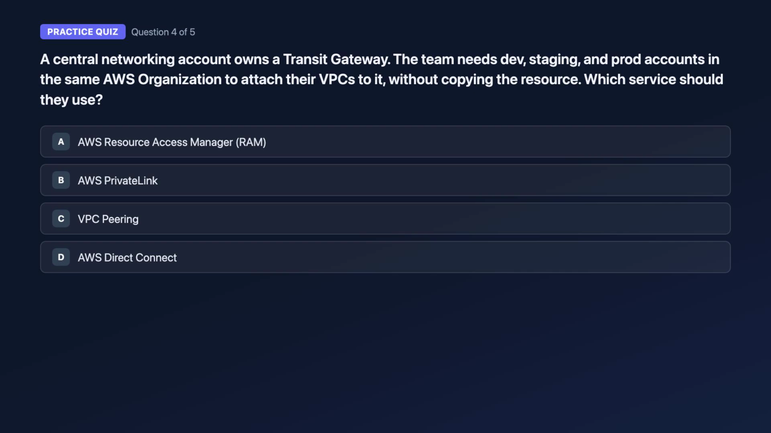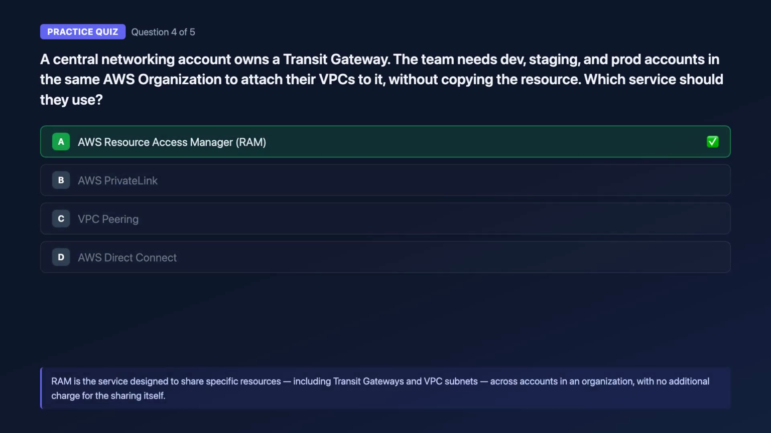If you said A, well done. RAM is the service designed to share specific resources, transit gateways, VPC subnets, License Manager configs, Route 53 Resolver rules, across accounts in an organization without duplicating them. The sharing itself costs nothing extra. VPC peering creates point-to-point links, PrivateLink exposes individual services, and Direct Connect is a dedicated line from on-prem. None of them solve this sharing problem.